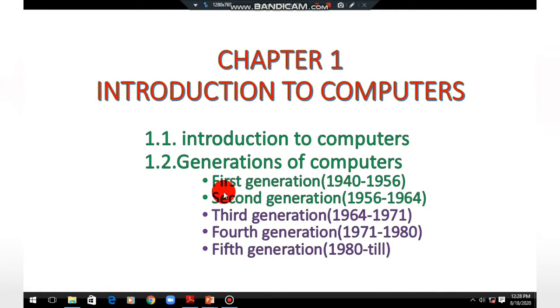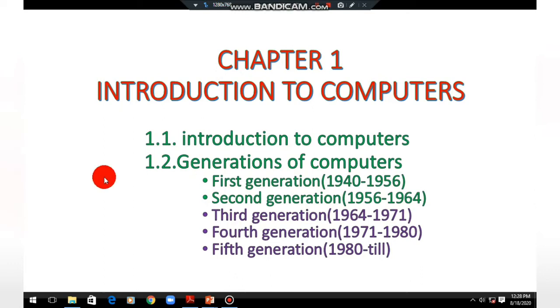Can you remember? In the first generation, what is the period? The period of the first generation is 1940 to 1956. Can you remember the examples of first generation computers? EDVAC, ENIAC, UNIVAC. These are the computers used in the first generation. What circuit is used in the first generation? Vacuum tubes. What language is used? Machine language. Okay, don't forget.